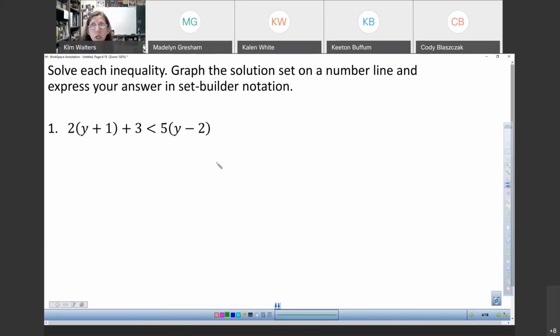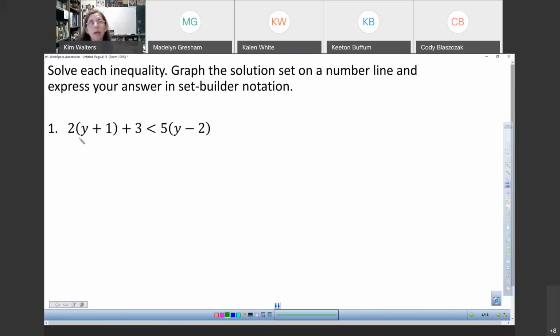Notice the directions on these. They say solve the inequality, graph the solution set on the number line, and express your answer in set builder notation. So I'm going to show you how to go through that process. So we're going to solve it. We'll put that solution on a number line, and we'll talk about how to write that final answer and solution, okay? So we're going to start by simplifying before we solve.